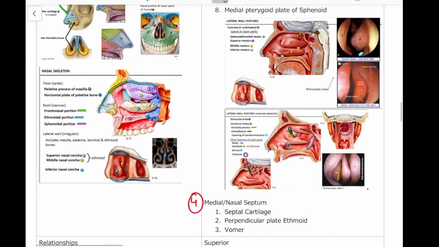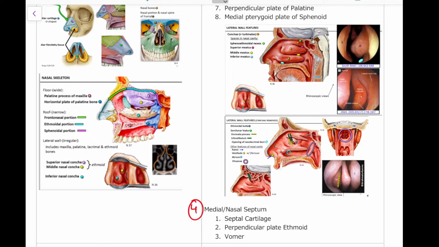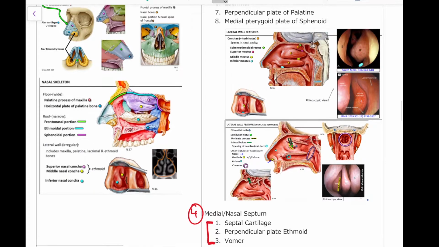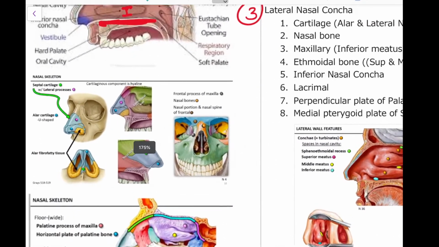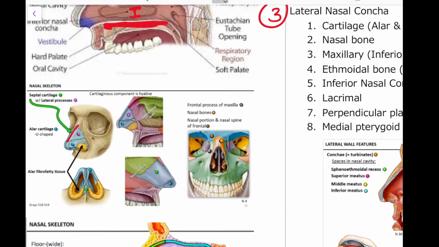Now, medially, which we can also call the nasal septum, is made up of the septal cartilage, the perpendicular plate of the ethmoid, and the vomer. So here we can see the medial aspect. We have the septal cartilage in the middle, we have this fatty tissue on the bottom, and we have this cartilage in the middle. So this is all the nasal septum. This is all forming the medial aspect, whereas the conchas give us the lateral aspect.